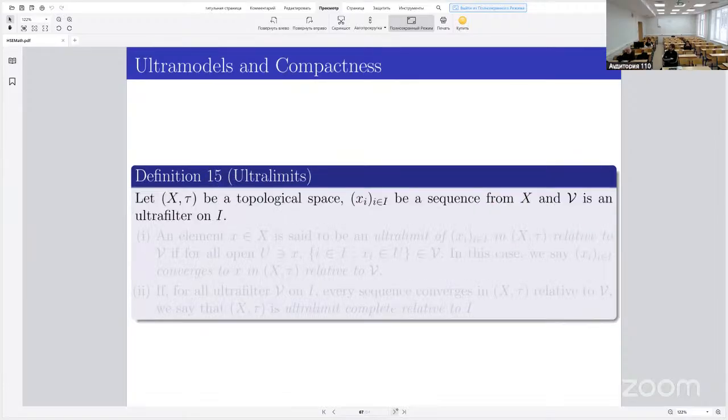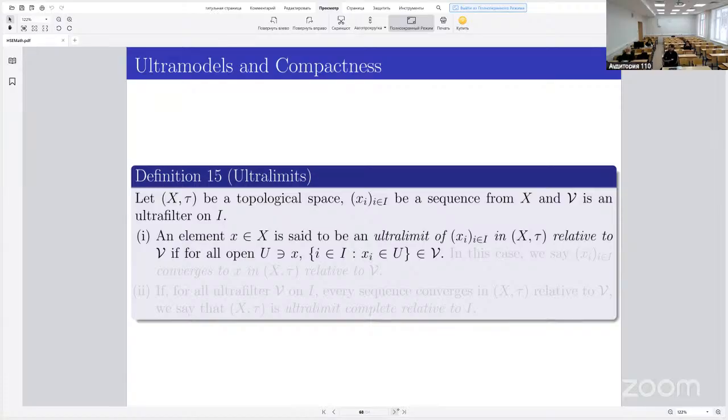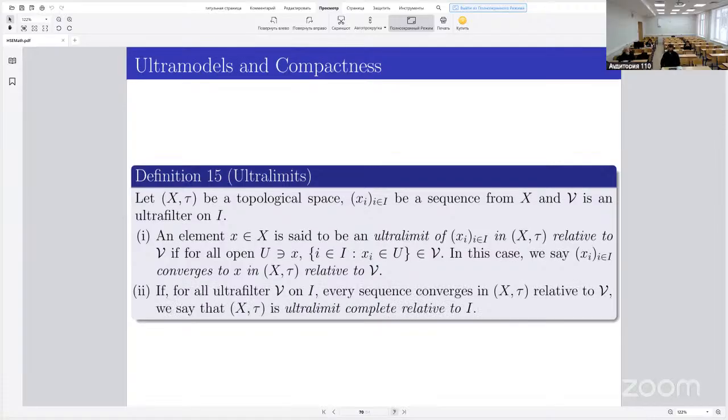Okay. Now the new definition of ultralimit. If you have a topological space (X, tau) and let x_i be a sequence from X and V is an ultrafilter on I. An element x of X is said to be an ultralimit of this sequence in X relative to the ultrafilter V if for every open set U containing x, the set of all indexes i such that x_i belongs to the open set U belongs to the ultrafilter V. In this case, we simply say that x_i converges to x in the topological space relative to the ultrafilter. If for every ultrafilter V on I, every sequence converges in the topological space relative to the ultrafilter, then we simply say that (X, tau) is ultralimit complete relative to I.